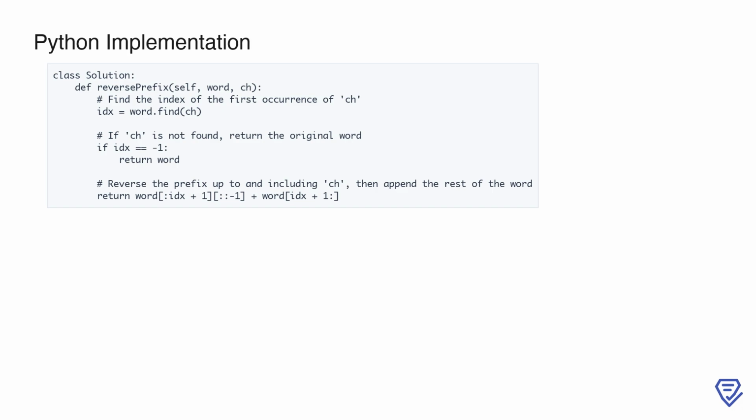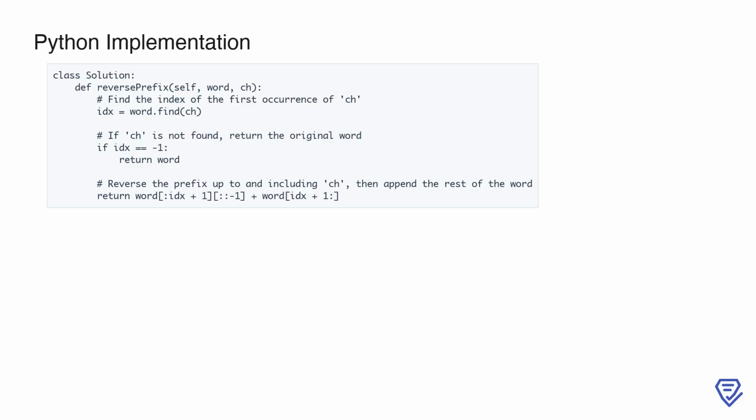3. Reversing the prefix. If ch is found, the function constructs the result string by taking the substring of word from the start up to idx plus 1, inclusive of ch, reversing it using slicing with ::-1. Then it concatenates the reversed prefix with the remainder of the string starting from idx plus 1.